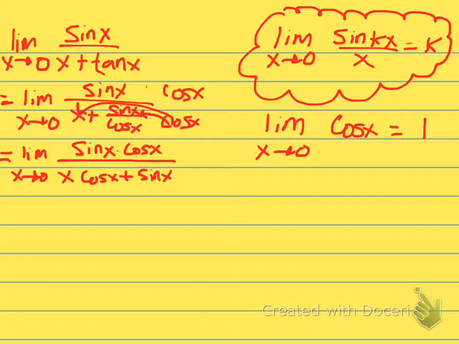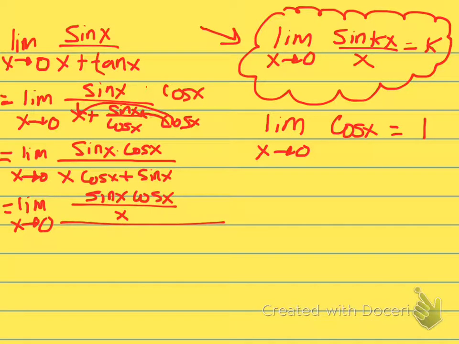Now we need to somehow get it to look like this guy, like I've been saying. Ultimately how we do that is we have to divide the top and bottom again by x. That's a technique that often shows up. So let's divide the top and bottom by x. Limit as x approaches 0, sine x cos x all divided by x, all divided by x cos x plus sine x over x.